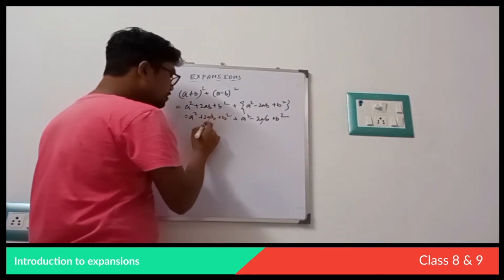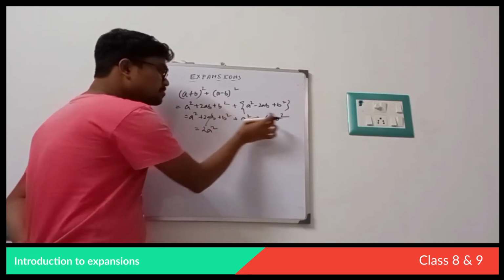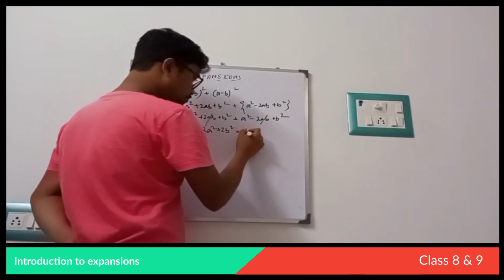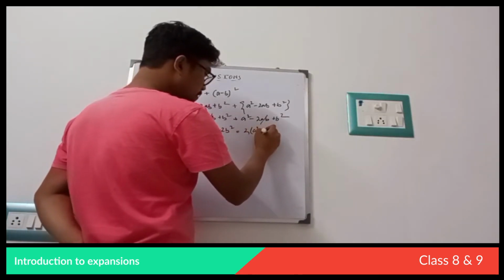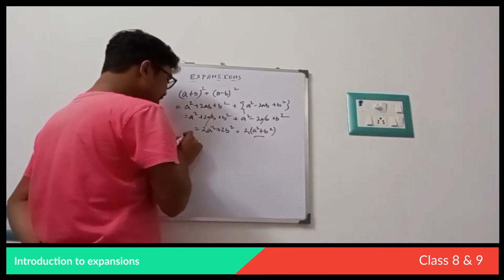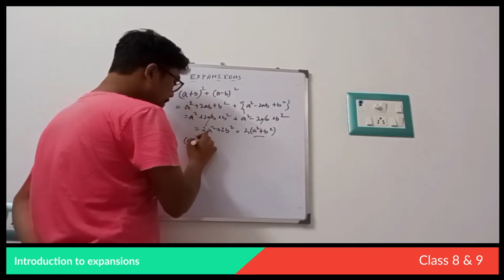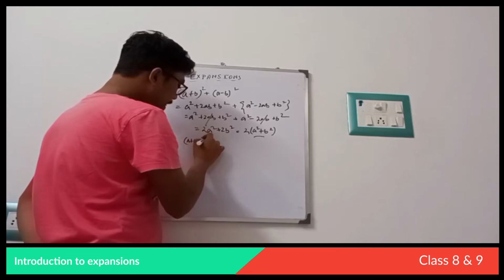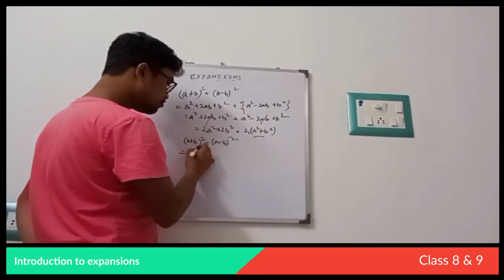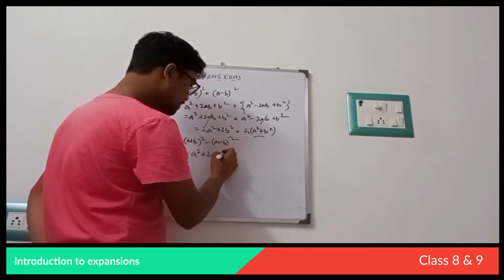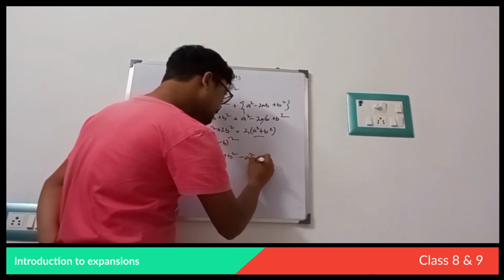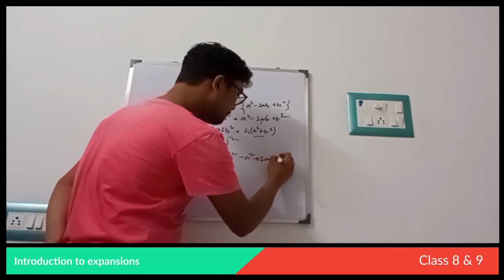a square plus a square equals 2 a square, and b square plus b square is 2 b square. If we take 2 common, we will get 2(a square plus b square). Now when we subtract (a plus b) whole square and (a minus b) whole square, what will we get? Again I write a square plus 2ab plus b square minus (a square minus 2ab plus b square).